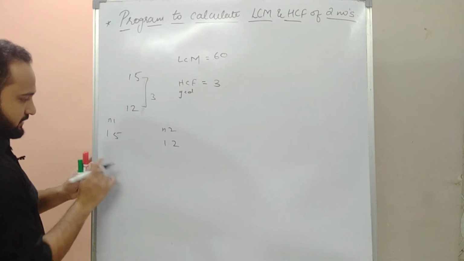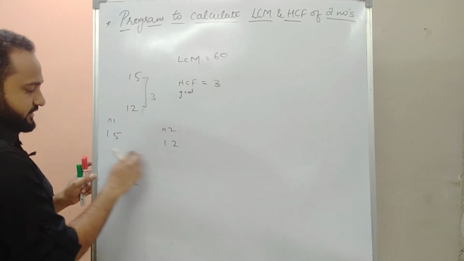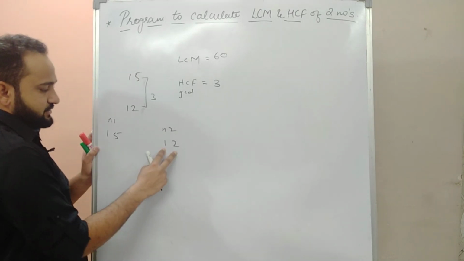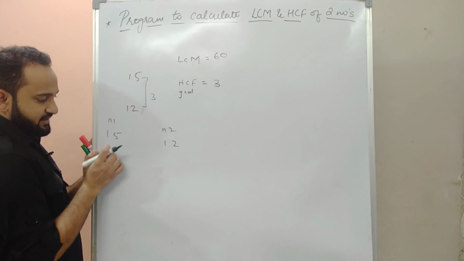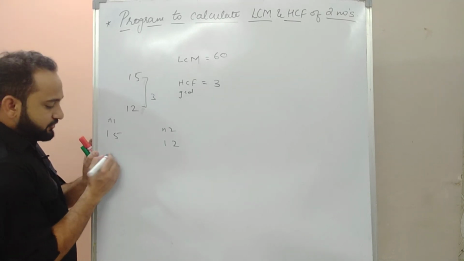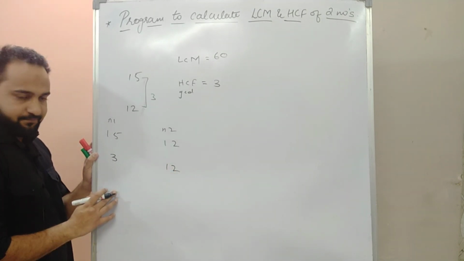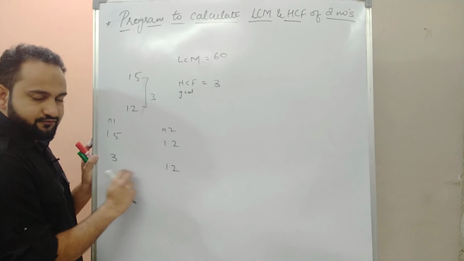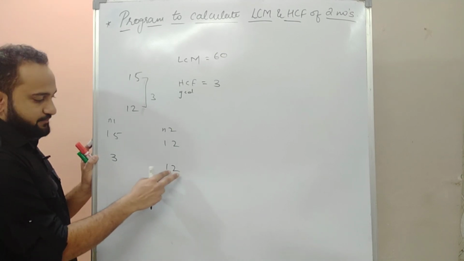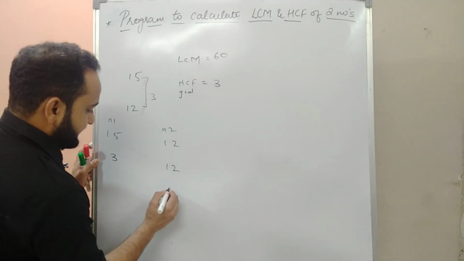So let's calculate for this. You have 15 and 12 here. Which one is greater? 15, right? Just subtract 12 from 15. On this side you have to write it. 15 minus 12 is how much? 3. You have to write it here. And n2 is still 12. Now you have 3 and you have 12. Which one is lower? 3. Which one is larger? 12 is larger, right? So subtract 3 from 12.